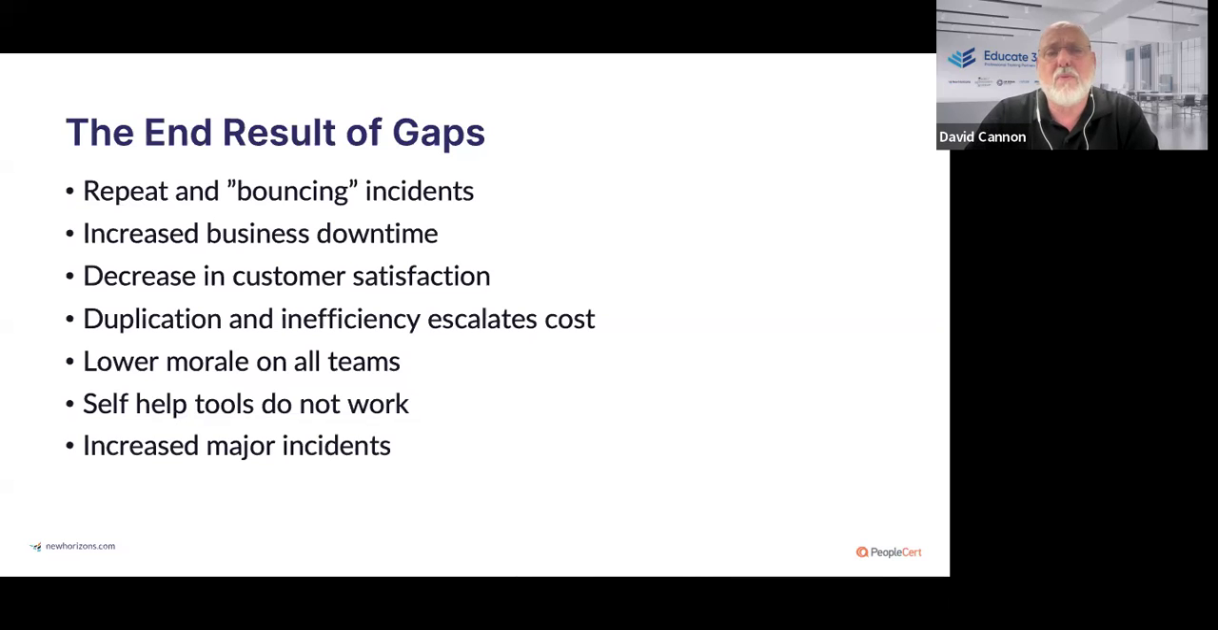There's a question in the chat. Let me just answer that. Are you seeing incidents being owned by the service desk entirely, or tickets changing ownership, ultimately resolved by the last team? Yes, it's more the last one.